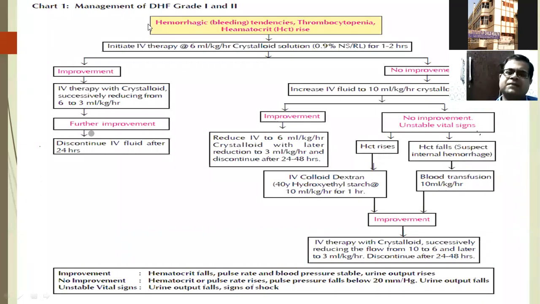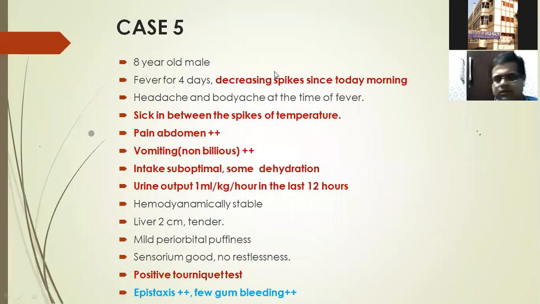So this is the management protocol for DHF 1 and 2 when there are features of increased bleeding tendency without any frank bleeding, with thrombocytopenia, with features of capillary leak, and the patient is still hemodynamically stable. That means pulse is normal, not cold clammy, the blood pressure is normal, and urine output is just borderline. I think I'm clear up to that part.